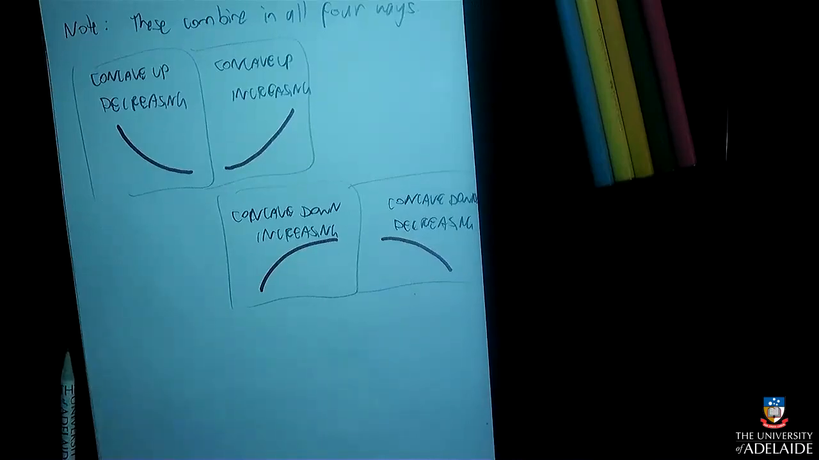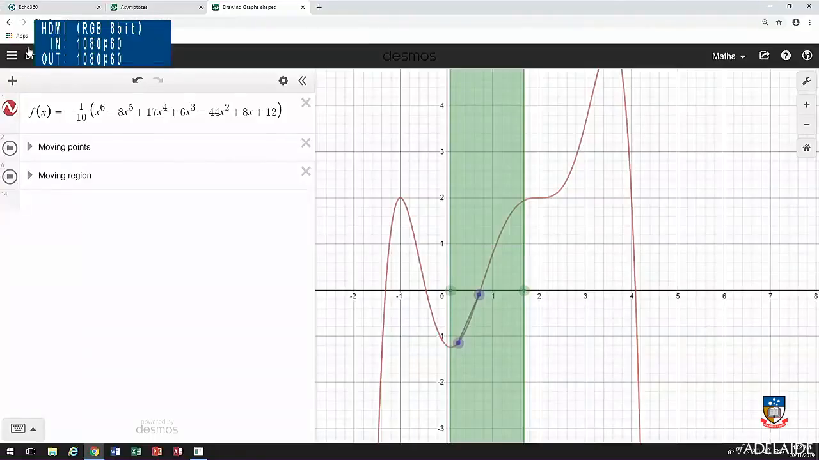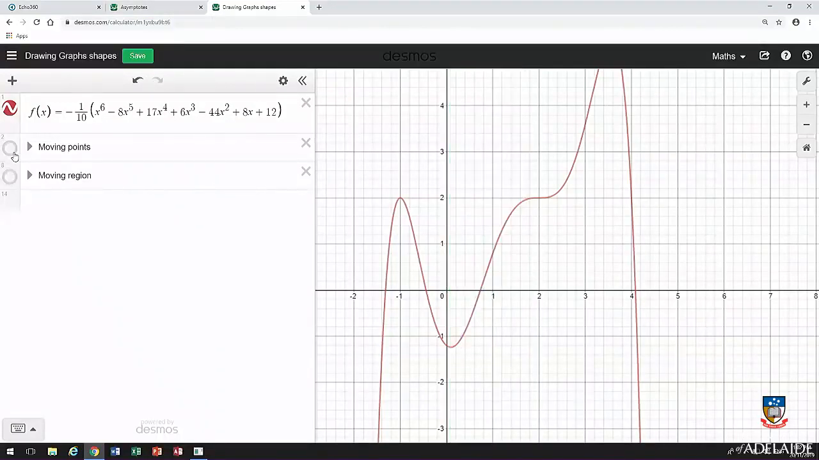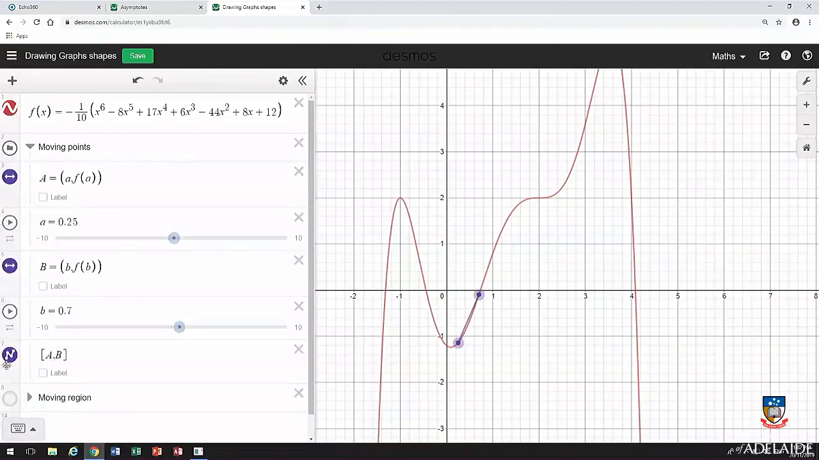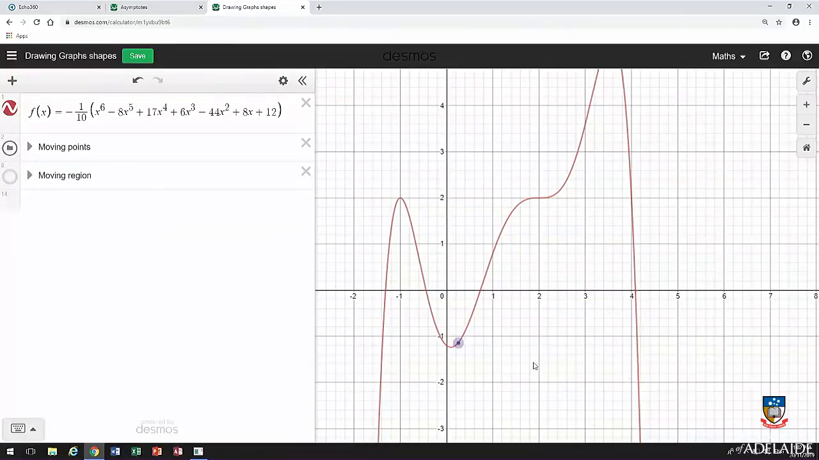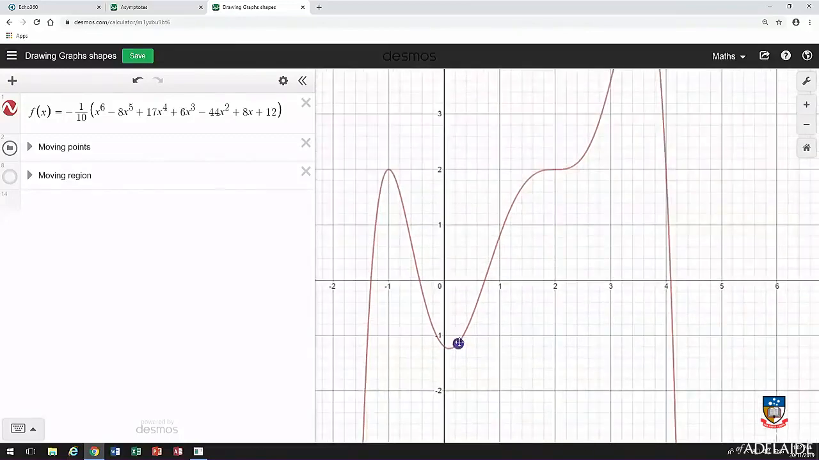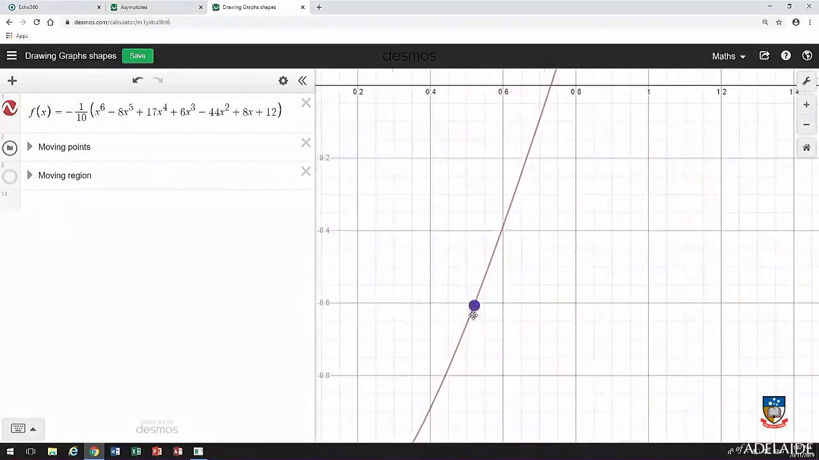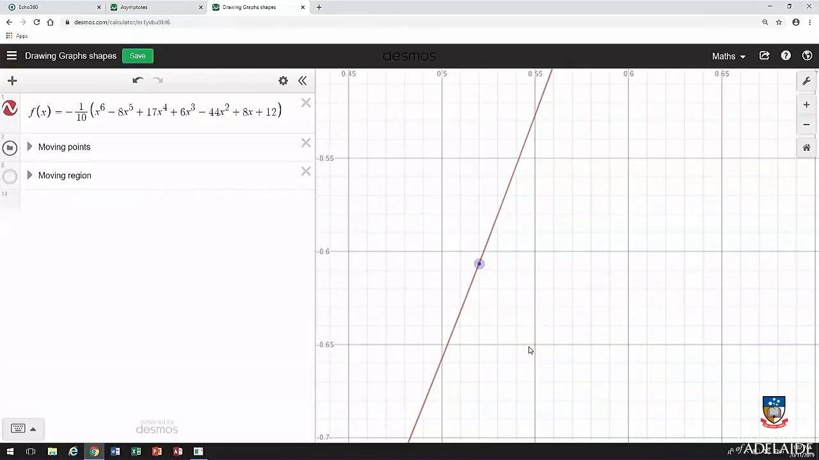So let me go back to my computer. Okay. So let's first look at increasing and decreasing. I'm just going to turn off the moving region. I'm going to turn off one of my moving points. So I know, this is how I defined derivatives before. If I zoom all the way in on that point, the function looks straight, and that straight line that it looks like it is, the slope of that line is the derivative.